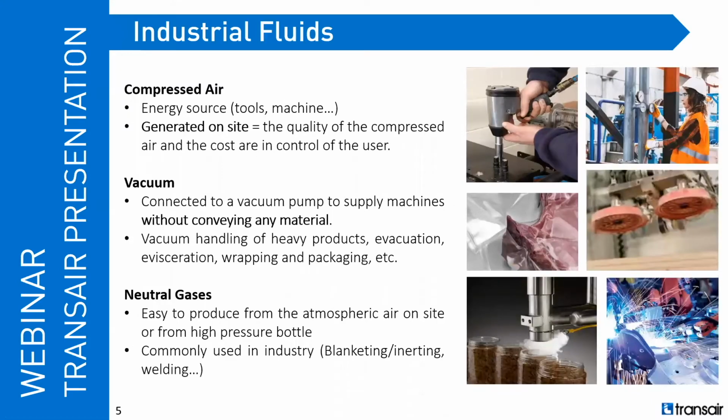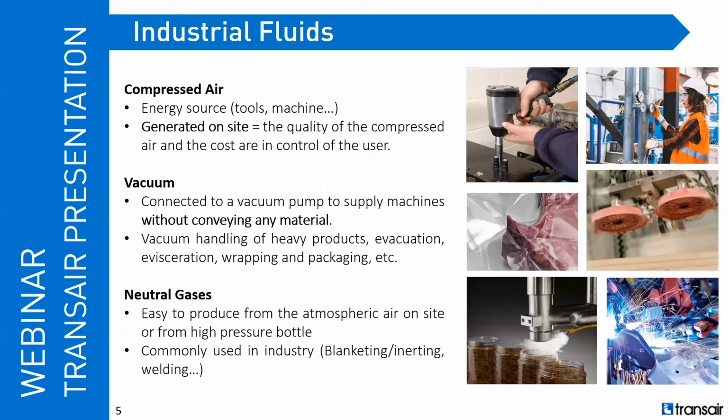Regarding the three kinds of industrial fluids that Transair range is able to transport, the first one is compressed air. Compressed air is a very common energy source within industries, and it's mainly used to supply pneumatic tools or machines. One interesting point about compressed air is that, compared to other utilities, it's generated on site, meaning that the quality of the compressed air and its generating costs are in the hands and control of the end user.